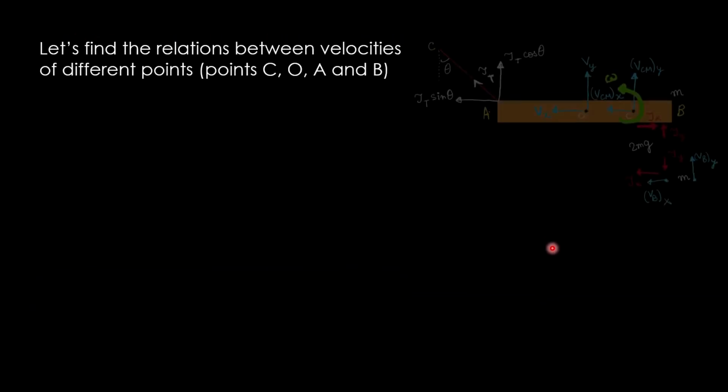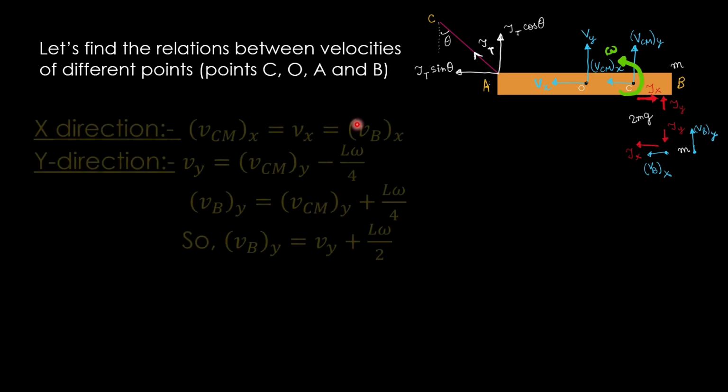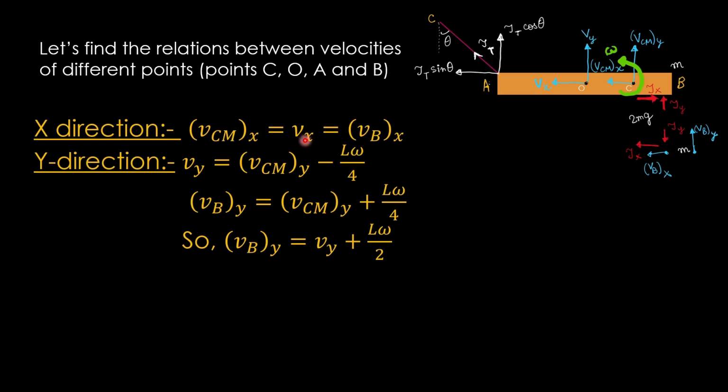Now let's find the relation between the velocities of different points on the rod. So in x direction, there will be no change in velocity because there is no effect of rotation of the rod. So it is Vcmx equal to Vx equal to Vbx. But in y direction, there will be effect of rotation of the rod because there is an angular velocity omega. You obviously know how to write it, since with respect to the center of mass C of the system, point O will also have a speed L omega by 4 in this direction. This was L by 2. C is the midpoint, so this is L by 4, so L omega by 4 in this direction.